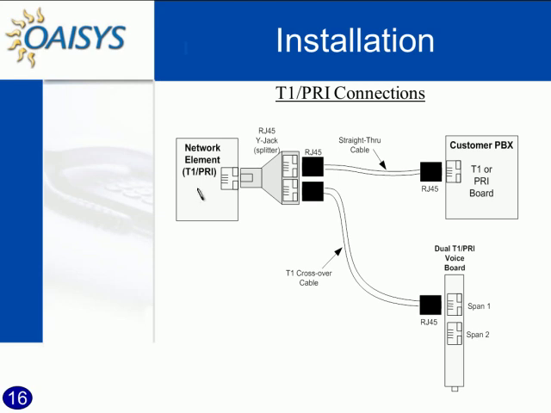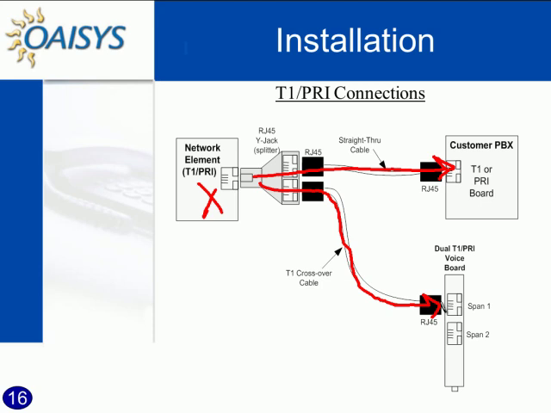From the network element, this is the smart jack. We're going to unplug the straight through cable that would traditionally be sent over to the PBX for the customer to have their conversations on. We're going to plug in this little splitter. We're going to re-plug in the straight through cable so we can get that line back up and running and they can have their conversations. And we're going to take the duplicate copy of all this call information via the crossover cable that we provide and plug it into the back of the T1 PRI board on the OAISYS call recording server. That's really all there is to it.